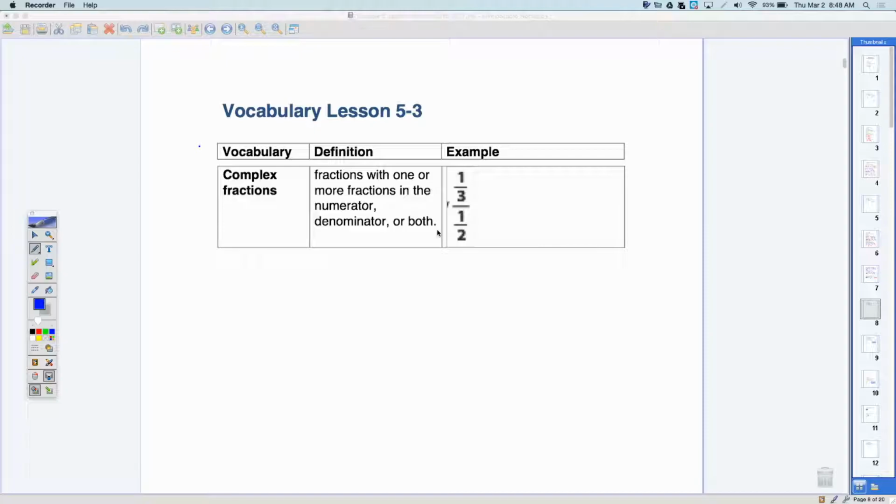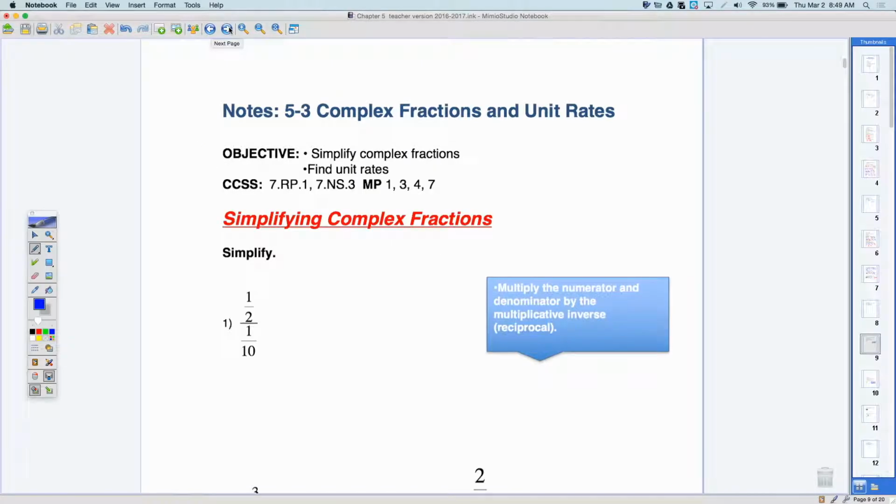Today's lesson is on 5.3, and the vocabulary that goes along with it is complex fractions. So that is fractions with one or more fractions in the numerator, denominator, or both. And the example I have is 1/3 over 1/2, where there's a fraction in the numerator and in the denominator. So we're going to go over lesson 5.3 on complex fractions.